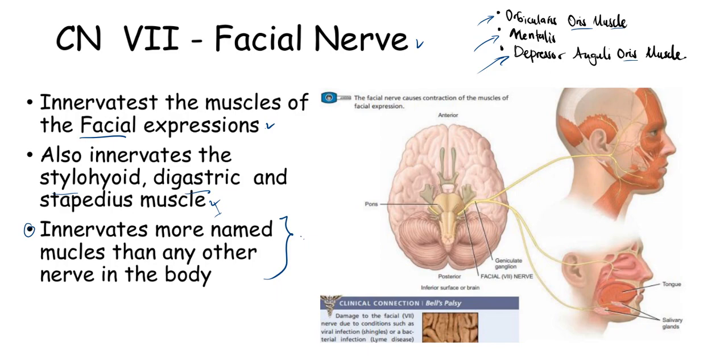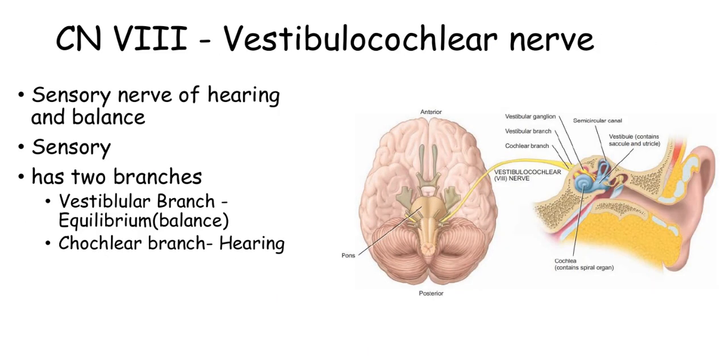Then cranial nerve number 8 is the vestibulocochlear nerve. There are two words there: vestibule and cochlea. This is somewhere to do with the ear. So the vestibular branch innervates the vestibule, which is responsible for equilibrium, balance. While the cochlea, that's for hearing, a branch for hearing. So that is about that.